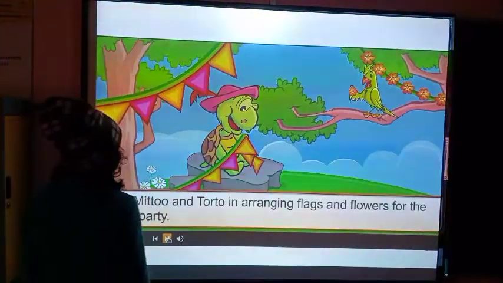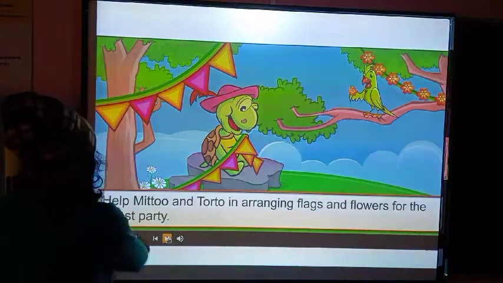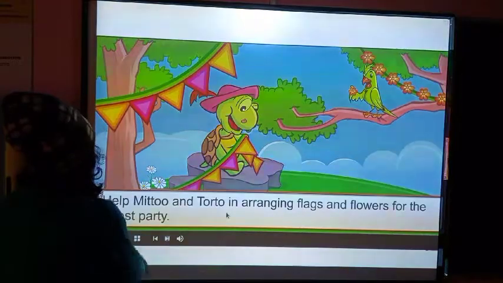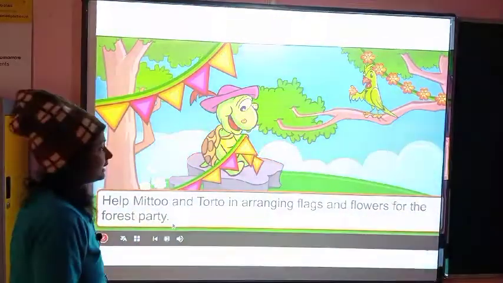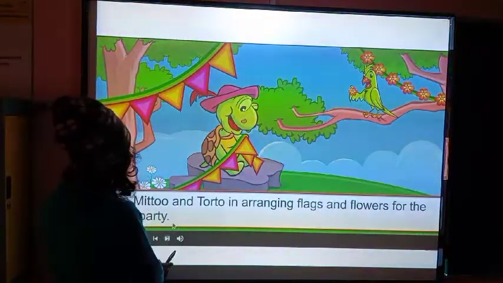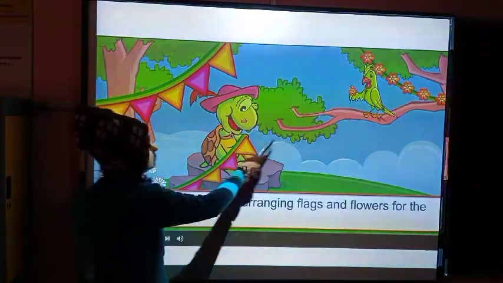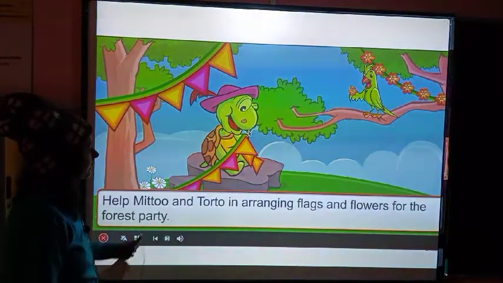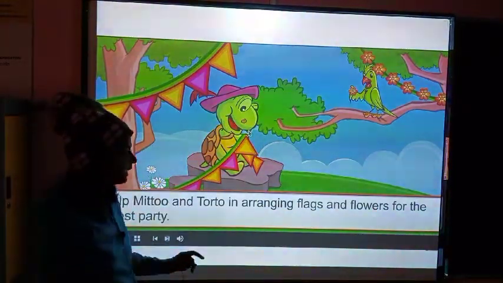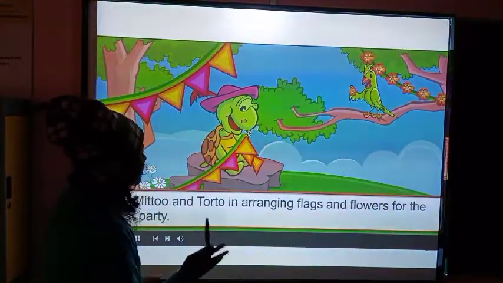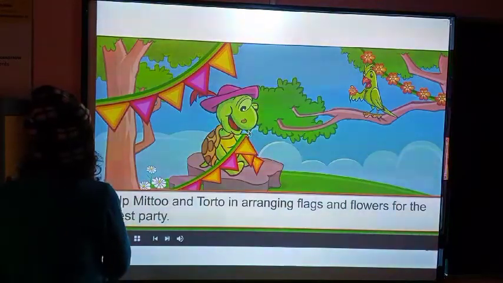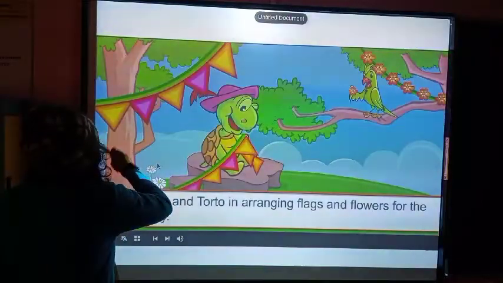This is 12. Now help Mitu and Toto arrange flags and flowers for the forest party. In this picture there are Mitu and Toto. This is Mitu and this is Toto, and they have some flags and flowers. Both are arranging flags and flowers, so let us help Mitu and Toto.